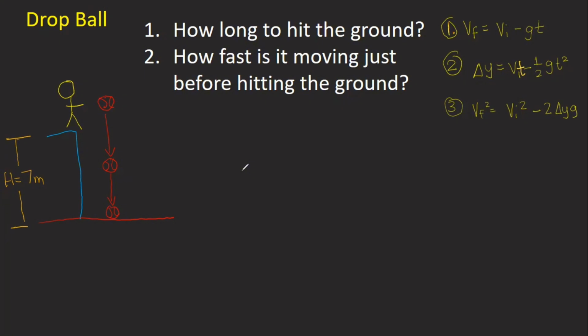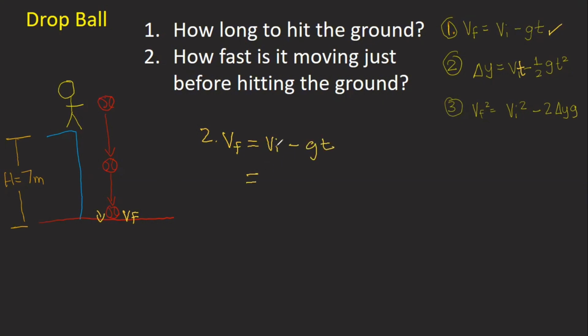Let's answer number 2. In number 2, our concern is the velocity. How fast is it moving just before hitting the ground? So we're looking for the final velocity before it reaches the ground. We know the value of time already, so we can use the first kinematic equation, which is final velocity equals the initial velocity minus gt.